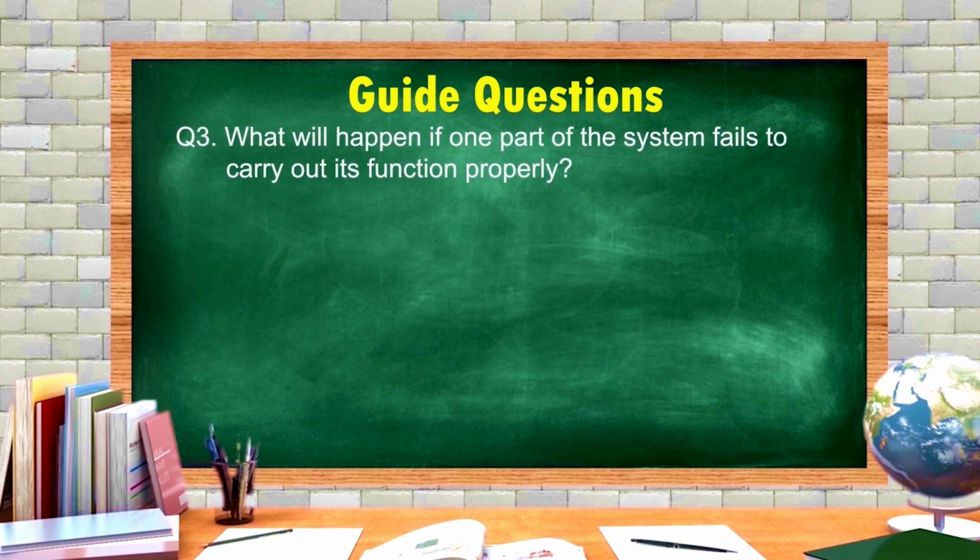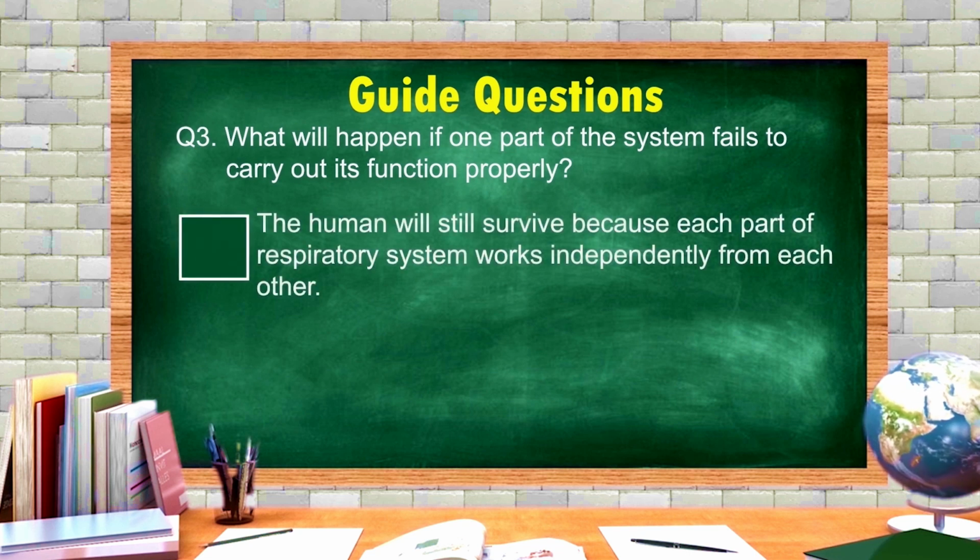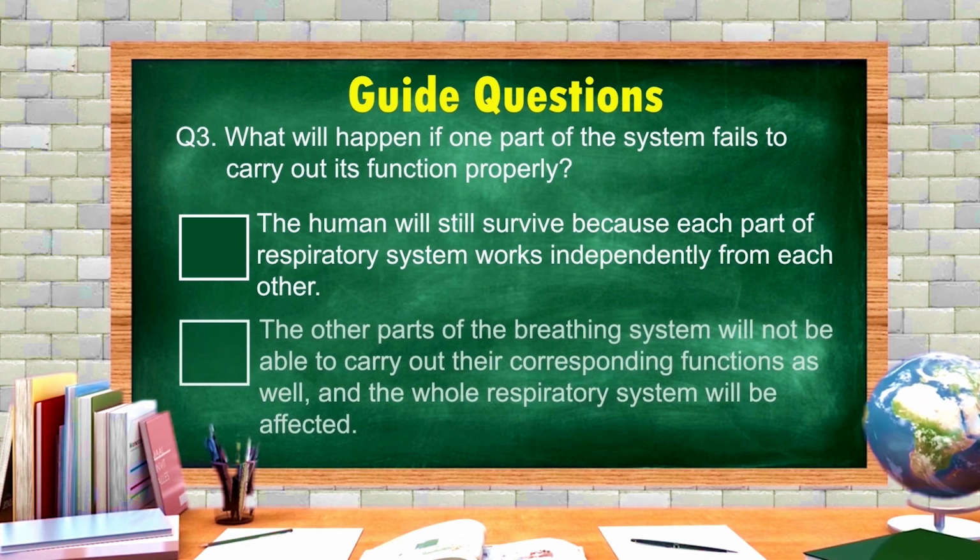Question 3. What will happen if one part of the system fails to carry out its function properly? Option 1. The human will still survive because each part of the respiratory system works independently from each other. Option 2. The other parts of the breathing system will not be able to carry out their corresponding functions as well, and the whole respiratory system will be affected.